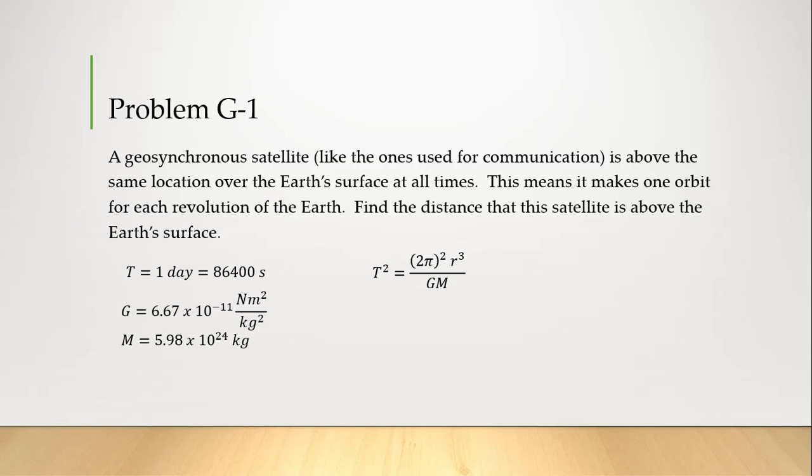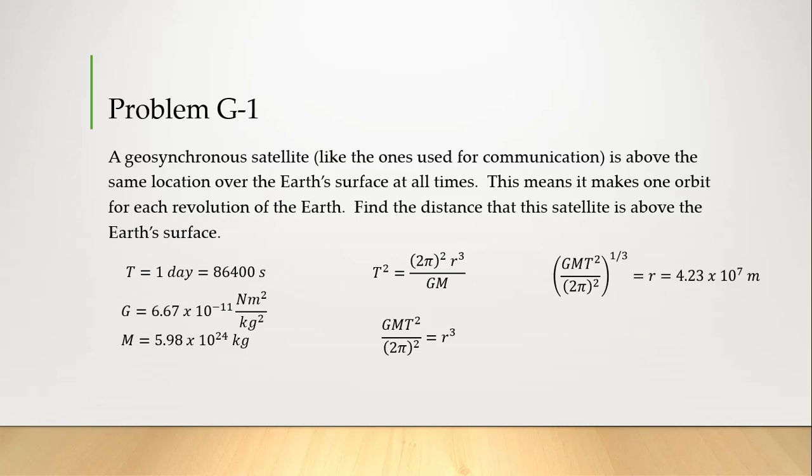We know what G is, and we can look up what the mass of the Earth is. It happens to be 5.98 times 10 to the 24th kilograms. If we solve this for radius, basically I've multiplied everything by GM and divided by 4π², and then I take the cube root of everything and plug all my numbers in, I get that this satellite is 4.23 times 10 to the 7th meters above the center of the Earth.